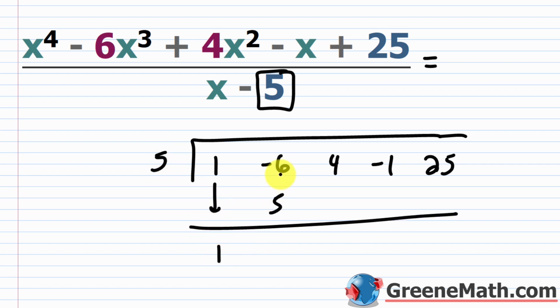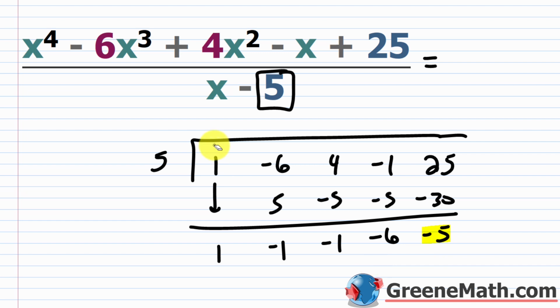5 times 1 is 5. Negative 6 plus 5 is negative 1. 5 times negative 1 is negative 5. 4 plus negative 5 is negative 1. 5 times negative 1 is negative 5. Negative 1 plus negative 5 is negative 6. And then 5 times negative 6 is negative 30. So 25 minus 30 would be negative 5. So this right here is your remainder.